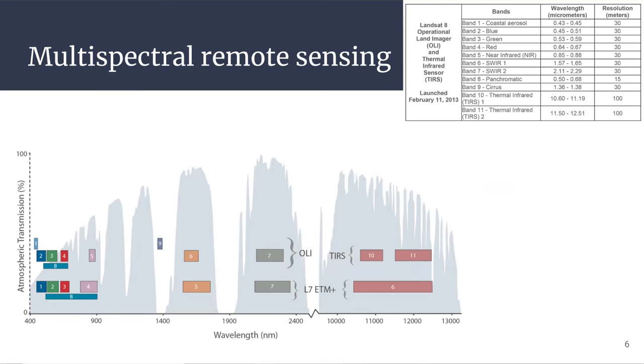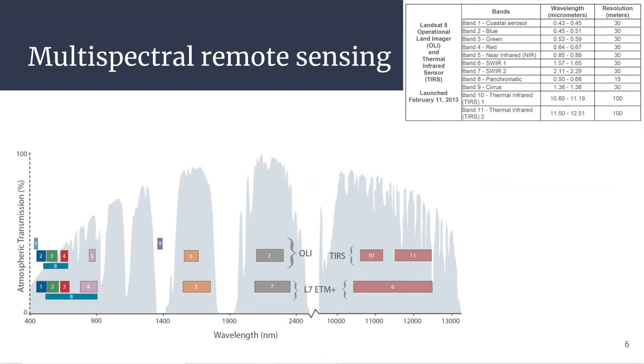Red is another location in the electromagnetic spectrum. Red consists of wavelengths from 0.64 to 0.67 micrometers. So these 11 bands correspond to areas where there's high reflectance on Earth's surface, because we want to measure those parts of the spectrum where there's a lot of reflectance, so we can draw differences between different objects.